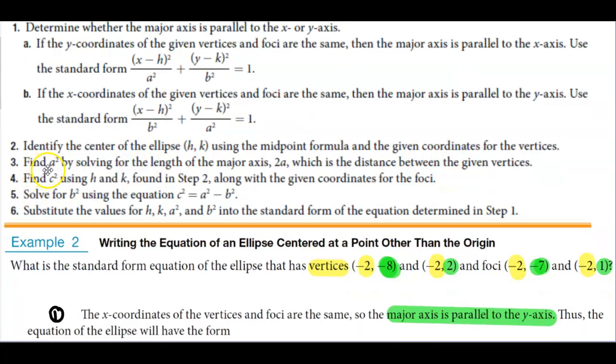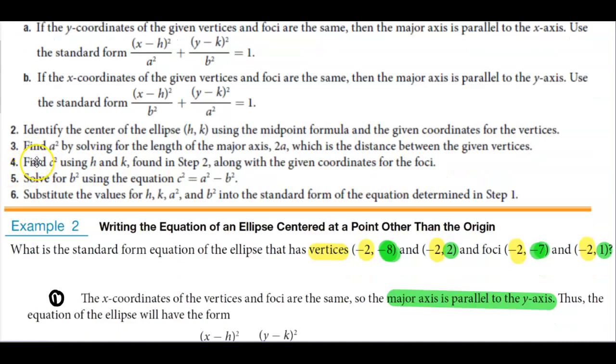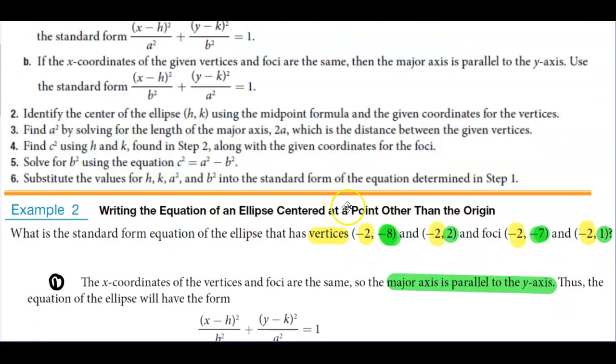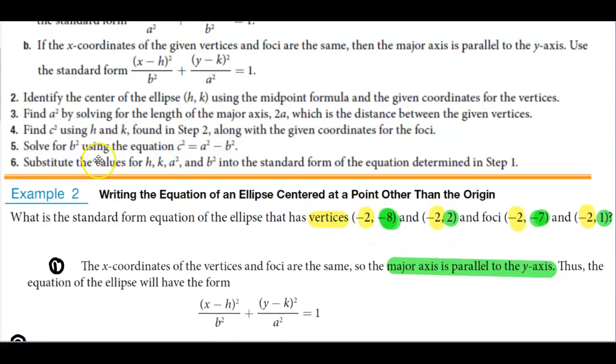Step 3, we're going to find a squared by solving for the length of the major axis, 2a, which is the distance between the given vertices. Step 4, we're going to find c squared using h and k found in step 2, along with the given coordinates for the foci. Step 5, solve for b squared using the equation c squared equals a squared minus b squared. Step 6, we're going to substitute the values for h, k, a squared, and b squared into the standard form of the equation determined in step 1.